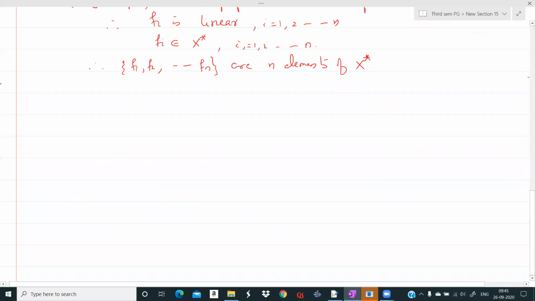Now we can show that this K, equal to the set f1, f2, etc., fn, forms a basis for X star. So for that we have to prove two things. We need to show that this K spans X star, and to show that this K is linearly independent. So first we show that K spans X star.